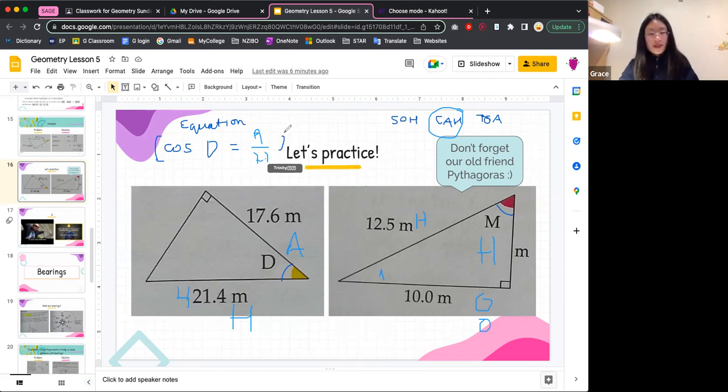Yeah, perfect. So we've got our adjacent over hypotenuse. And then we can substitute it in. So I'm just going to write it next to it because I'm a bit lazy. So I've got 17.6 over 21.4.